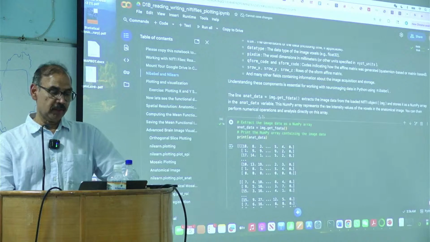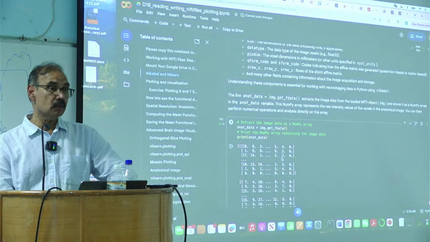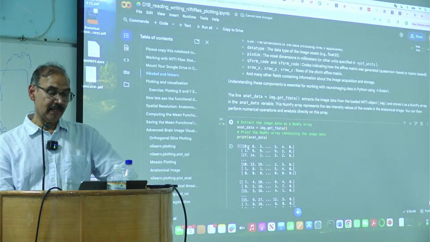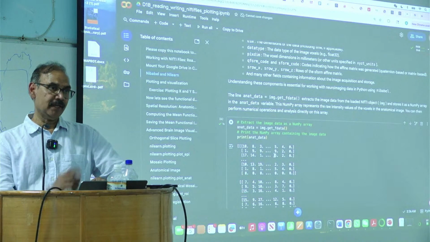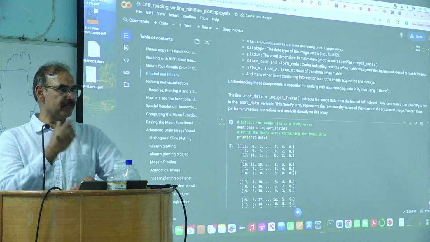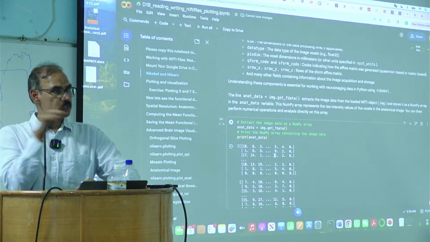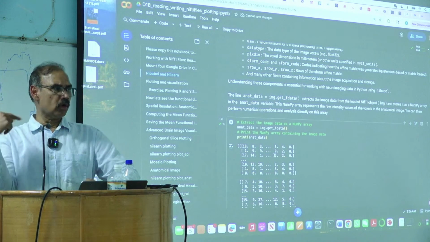Right? So this one reads the data, and can anyone tell what these numbers are? Like 18, 8, 3, dot, dot, dot. That is, any image is simply a matrix of numbers, right? So this is displaying the numbers across each row or column.